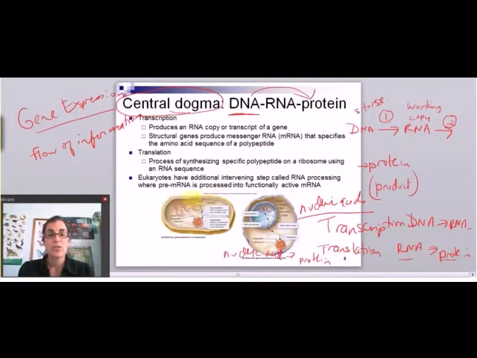In prokaryotes, transcription and translation will both happen in the cytosol. Why? Well, remember, prokaryotes don't have a nucleus, so everything will happen in the cytosol. In eukaryotes, remember, we have the nucleus, so transcription will happen in the nucleus, and then the RNA will go out of the nucleus so that translation can happen out in the cytosol in the ribosomes. So in eukaryotes, transcription is in the nucleus, and translation is in the cytosol where the ribosomes are.